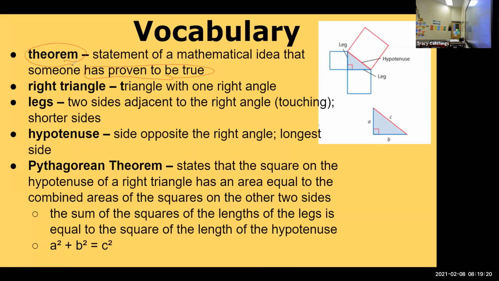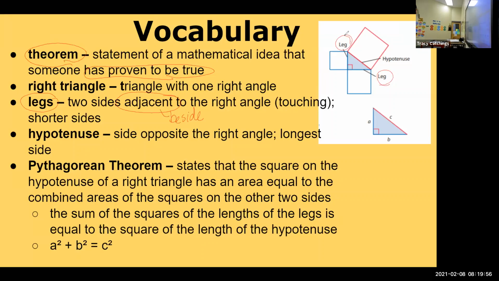All right, somebody tell us about legs. Two sides adjacent to the right angle, touching, shorter sides. All right, last week we learned adjacent means what? Adjacent means beside. So we're talking about the legs on that right angle. We're talking about those two legs that are right there beside that right angle. Take a look at the picture there, it shows you the two legs.